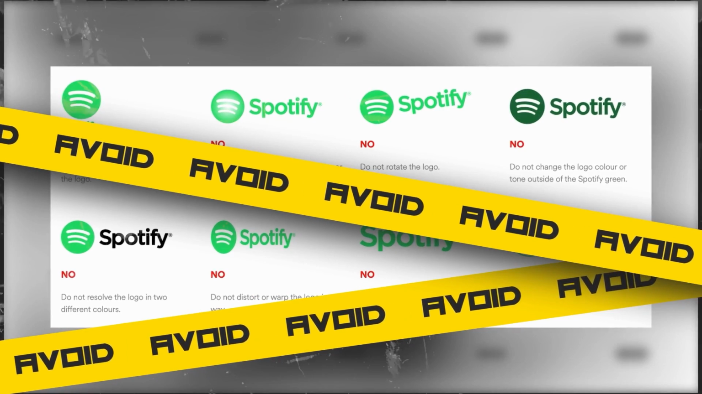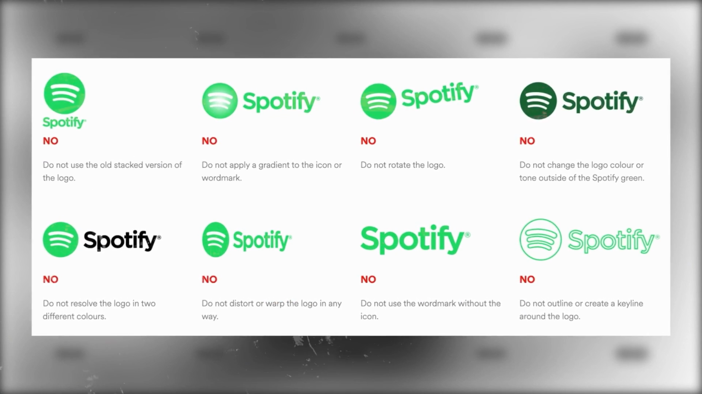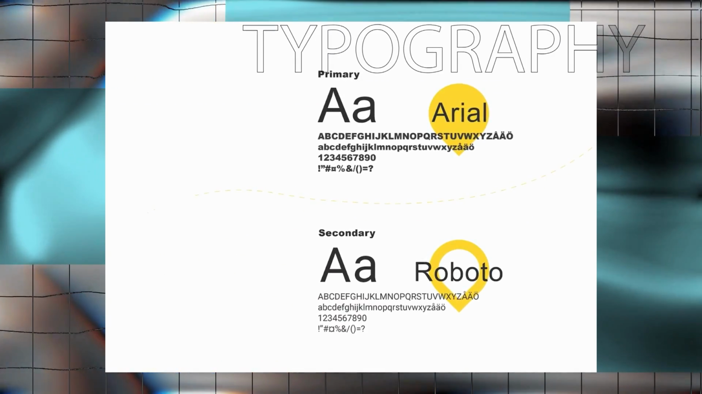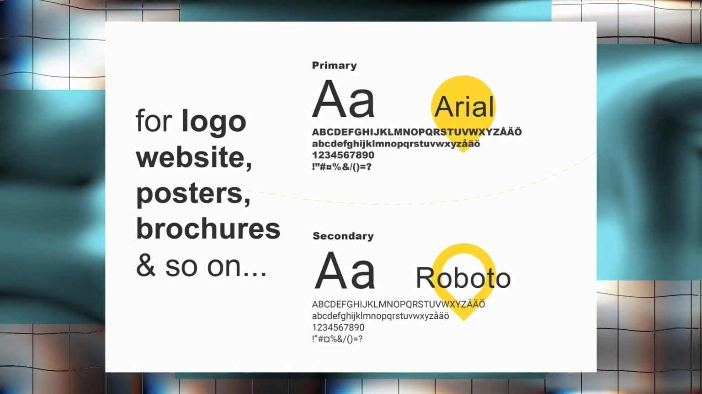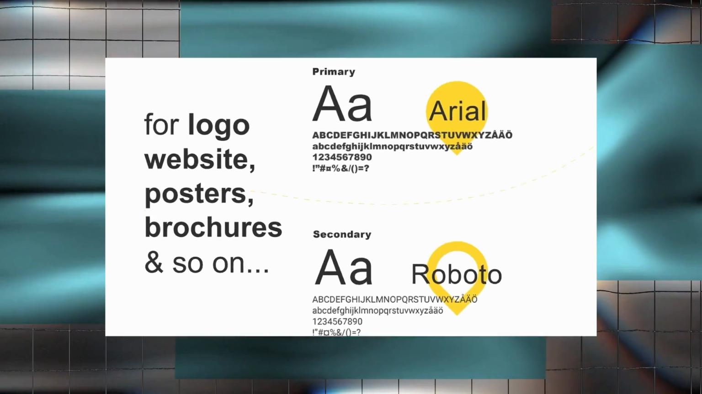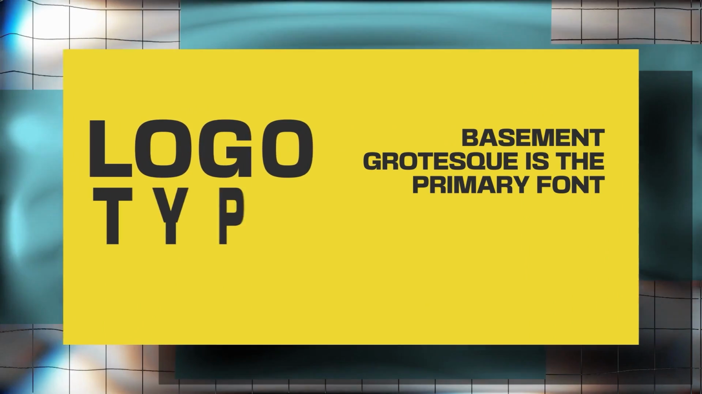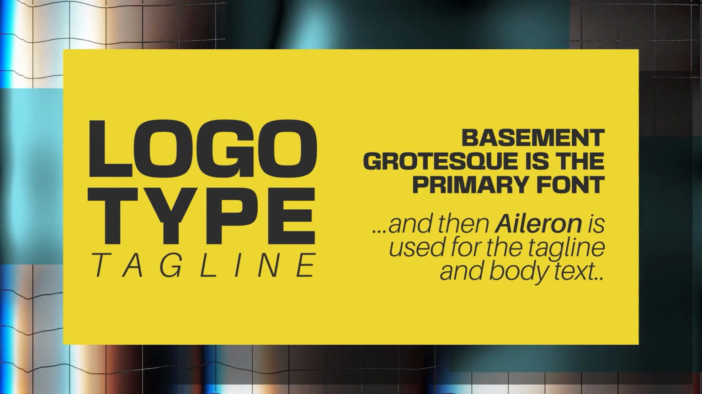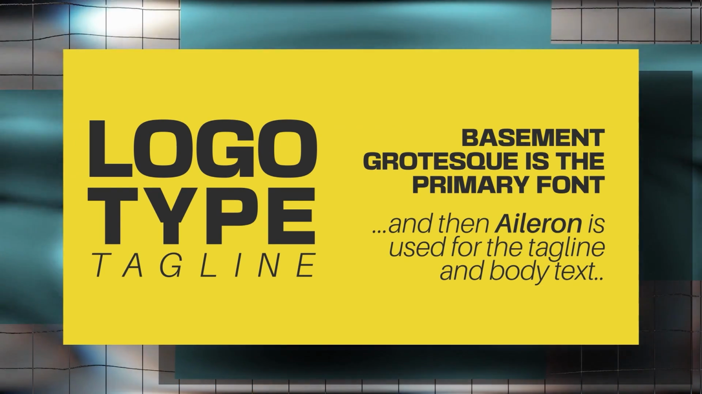The style guide will also speak about things to avoid when using aspects of the brand package, such as distorting logos, changing icon colors or transparency, and so on. Often, a brand will have a primary font and then a secondary font. This would apply to the logo, their website, posters, brochures, and so on. It could be that something like Basement Grotesque is the primary font, seen on the main logotype and headings, and then Elron is used for the tagline and also body text. Again, this is all established by the designer and mentioned in the style guide.